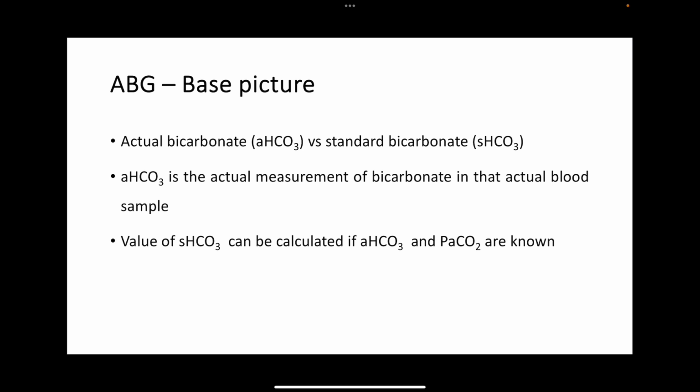What one would like to know is what the bicarbonate would have been had the PaCO2 been normal. It is this value that would provide a direct handle on what the metabolic system is doing, that is the SHCO3. So the value of SHCO3 can be calculated if we have the values of AHCO3 and PaCO2.